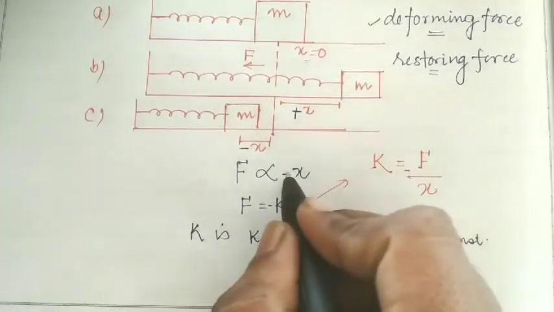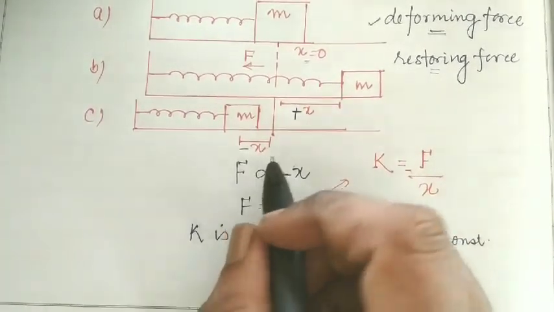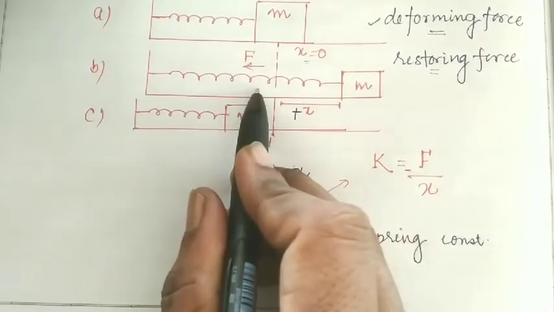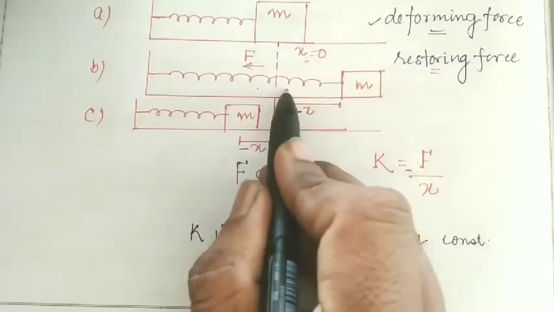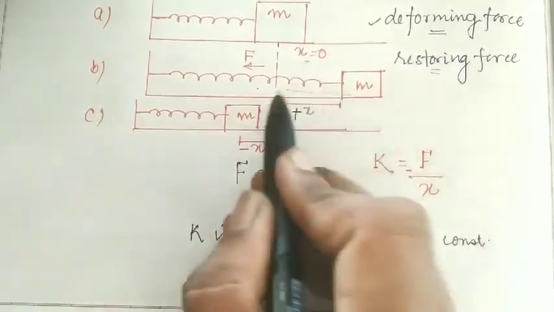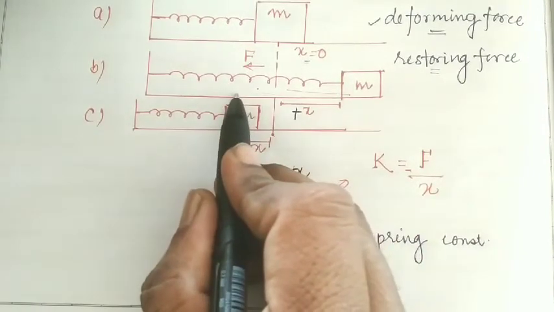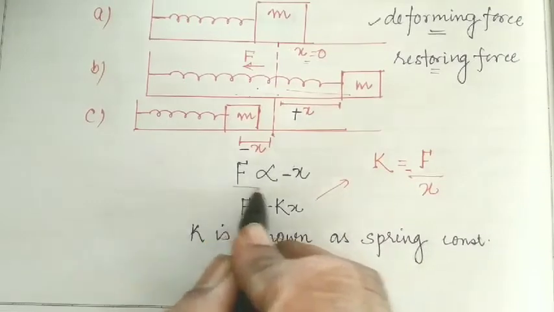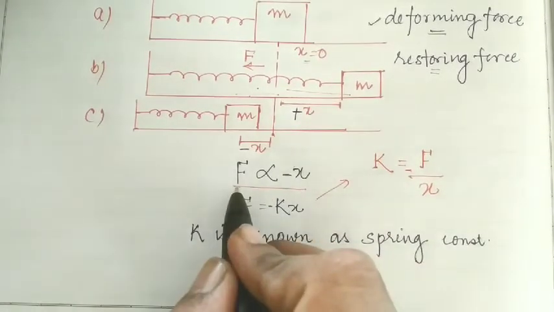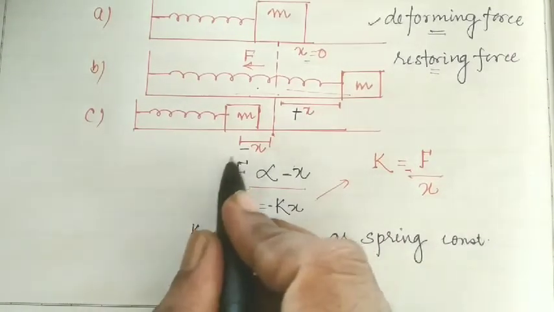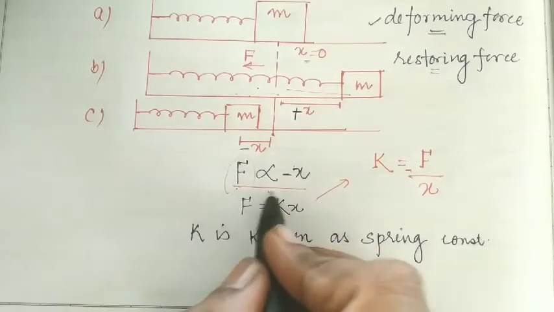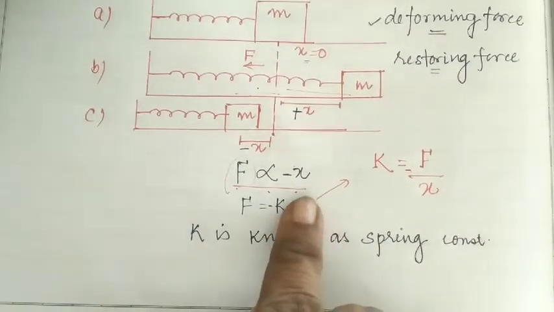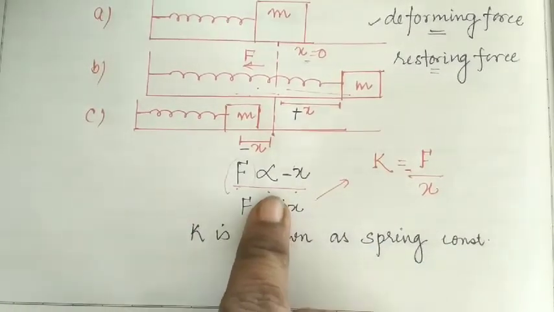What does this negative sign indicate? The negative sign indicates that this force will always be opposite. You can see here the displacement in the forward direction and the restoring force in the opposite direction. So the directions of force and displacement are different. That's why I have written that the restoring force is directly proportional to the displacement occurred in the body with the negative direction.